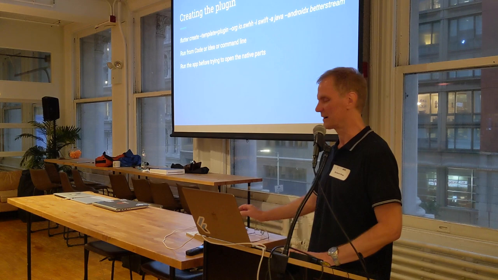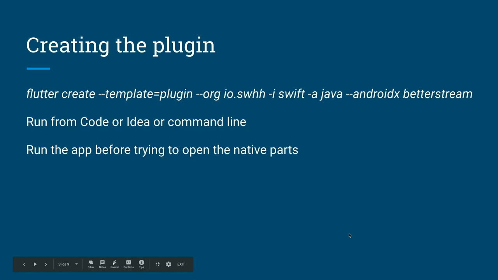So, for example, this --androidx, this mouse isn't working. This --androidx version up here is new, and it saves you having to create the project and then immediately refactor it to AndroidX. So if you use the command line version, you know you're getting the latest switches.